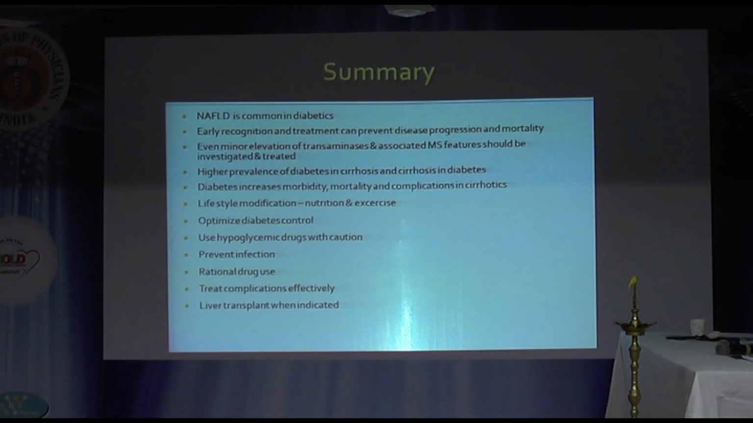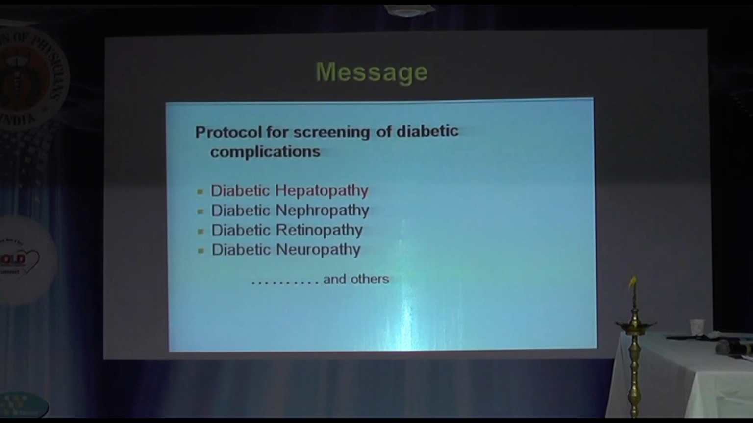In summary, in fact, instead of summarizing, because I think I have made things pretty clear, what I would like to end with is a very important message. And the message is that in any protocol for screening of diabetic complications, I think diabetic hepatopathy needs to be there. Mostly it is not there at all in the list, because if we continue to monitor and investigate these patients, particularly those with long-standing diabetes, we will pick up a large number of NASH patients and we can prevent progression of the disease. Thank you very much.